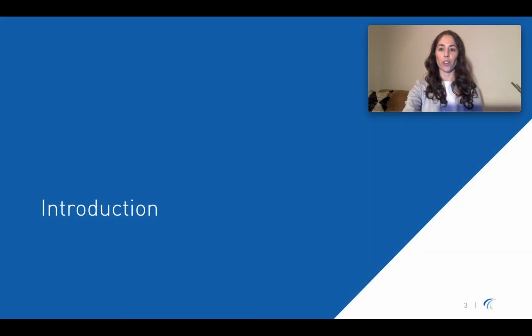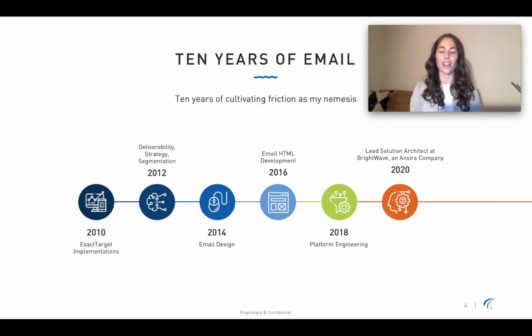Okay, so first, introductions. Who am I and why should you listen to me? My name is Becca Rolls. I have worked in email marketing for over 10 years, 10 years of learning to really hate friction. And I think I've worked in pretty much every segment of email marketing that's out there. I started my career in ExactTarget implementations back when ExactTarget was a thing. And then from there, I've done everything from strategy to email design, HTML development, admin, platform engineering, all of the above, basically, when it comes to email.